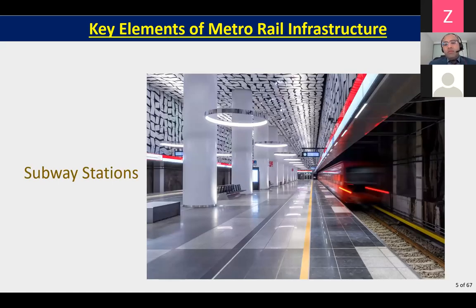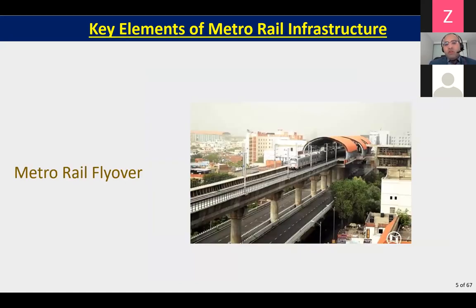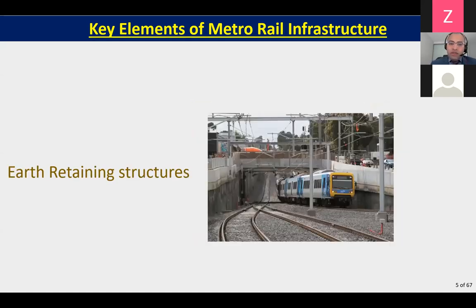And when you have tunnels, you are talking about the underground scenario, so you need subway stations as well to accommodate the riders coming in and going out of the trains. Then metro rail flyovers also, when you cannot avoid them in most situations. My gut feeling is that tunnels cost more compared to flyovers. These are also quite important parts of metro rail infrastructure. And then here come earth retaining structures. Whenever your train goes inside the ground, comes outside the ground, or there is a difference in elevation, you need to construct earth retaining structures to support the earth behind them. It ensures a safe passage for your metro trains.